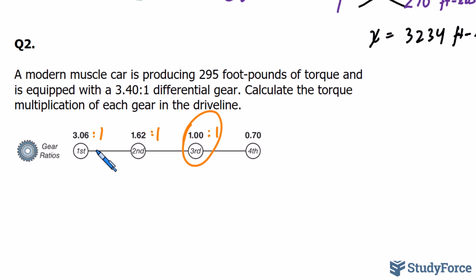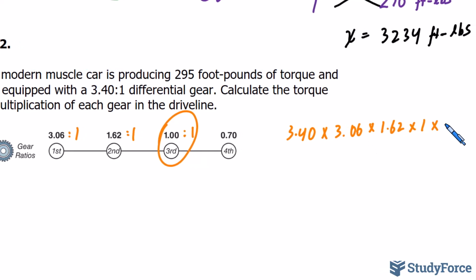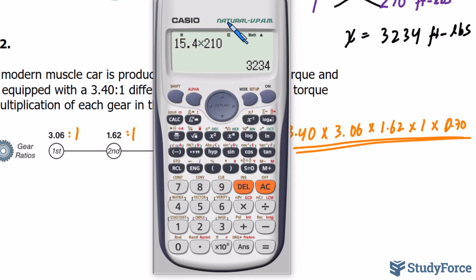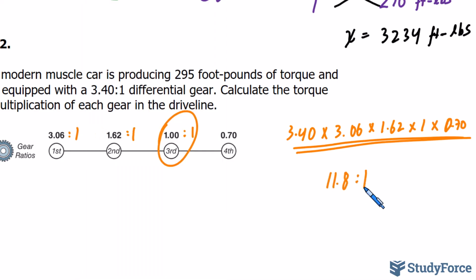Nevertheless, we're going to apply the same approach as before. We'll take that first term and multiply it out to all the first terms in those ratios. And don't forget that your ratios need to be unit ratios for you to be able to do something like this. All right, so all we have to do is multiply all these numbers out. We'll get our final gear ratio, 3.4 times 3.06 times 1.62 times 1 times 0.7. And this gives us a final gear ratio that is 11.8 to 1.